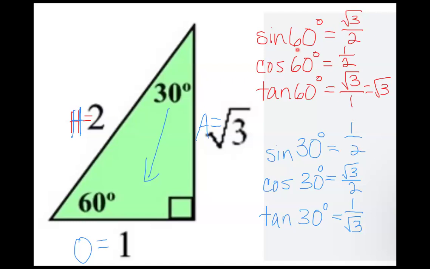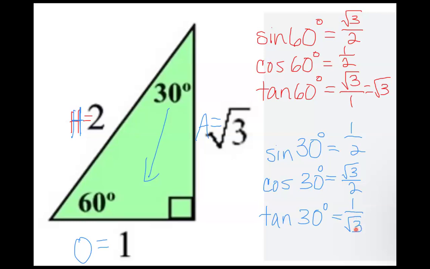So since 60 and 30 are complementary, they add up to 90, then the sine of 60 equals the cosine of 30. So the sine is also always going to equal the cosine of the complementary angle. And then if we look at tangent, it's just upside down. So tangent of 60 is square root of 3 over 1. Tangent of 30 is 1 over square root of 3.